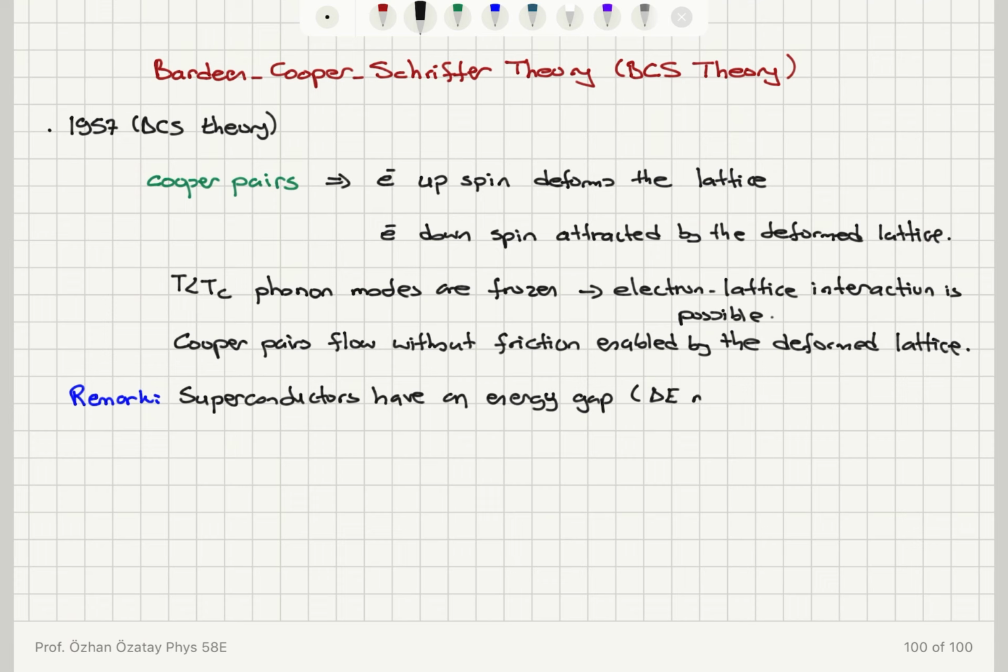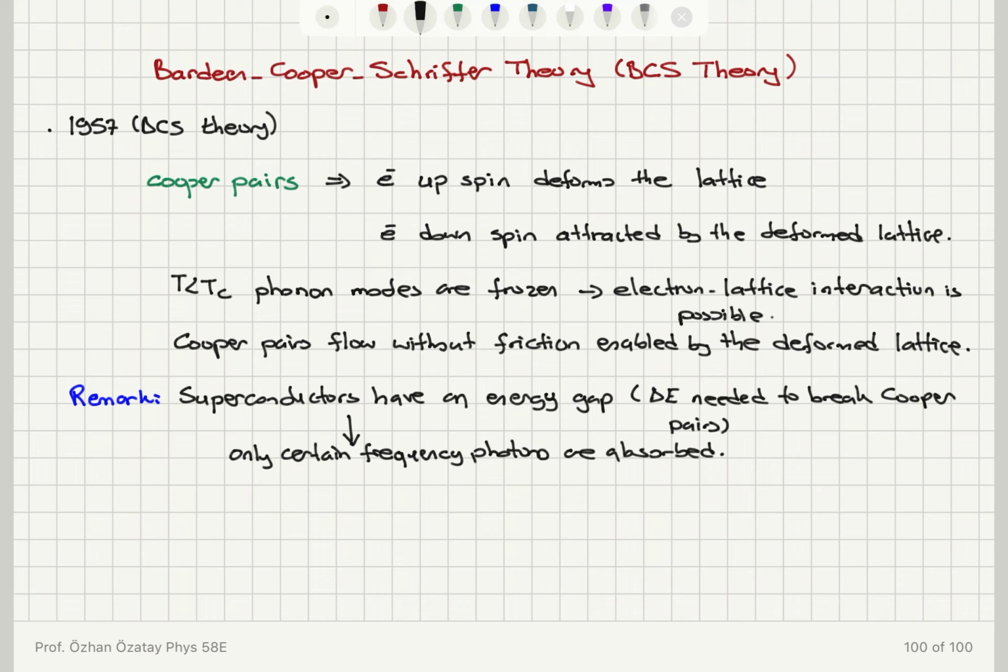And basically that is the amount of energy we have to supply, delta E needed to break Cooper pairs, and this can be found out experimentally: only certain frequency photons are absorbed by the superconductor. So that corresponds to this energy gap basically.